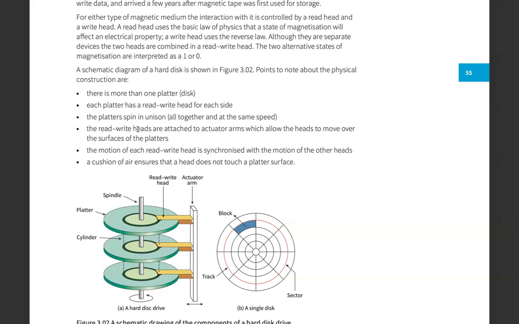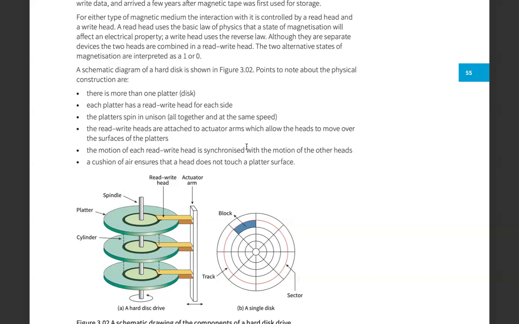The read-write heads are attached to actuator arms, which allow the heads to move over the surfaces of the platters as well. So the motion of each read-write head is synchronized with the motion of the other heads. But at the start, they all begin together with the same speed.